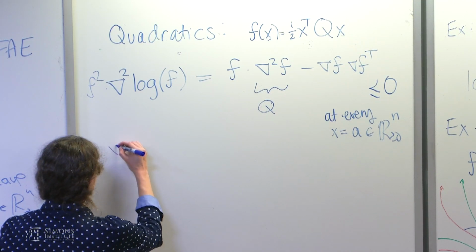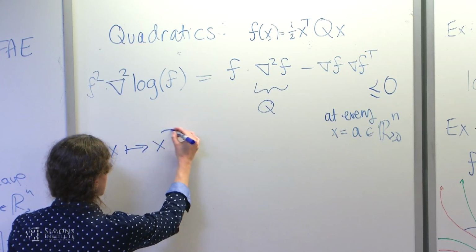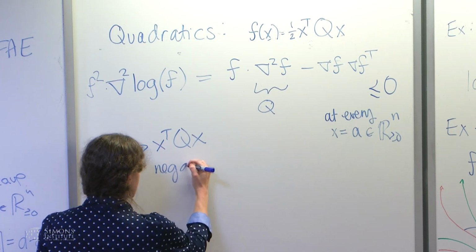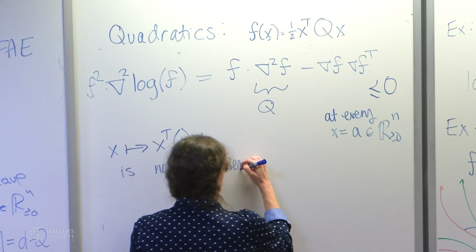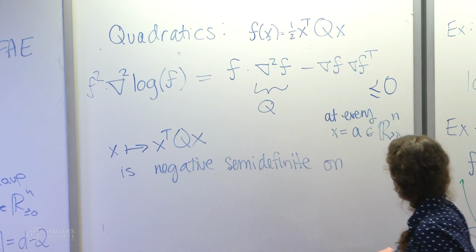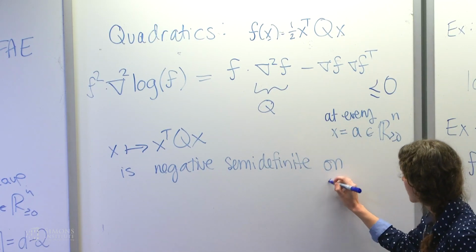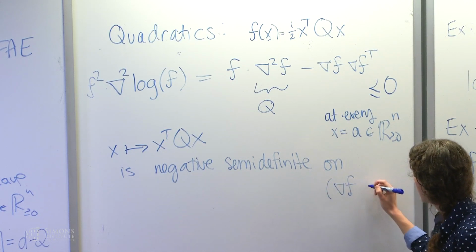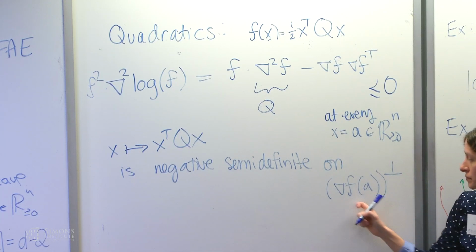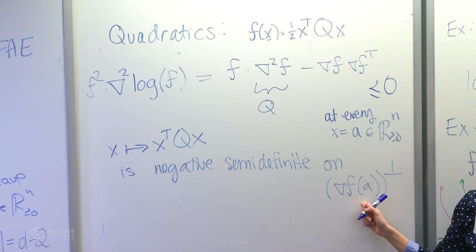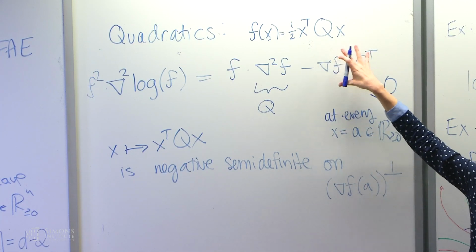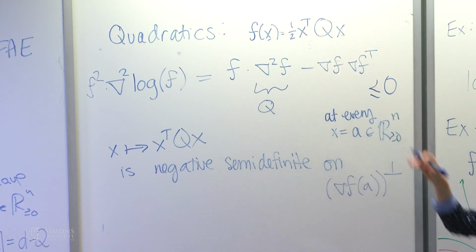So in fact, this function is negative semi-definite on the orthogonal complement of whatever this vector is. If we evaluate it at such a point where this doesn't matter, we need to get something negative semi-definite.